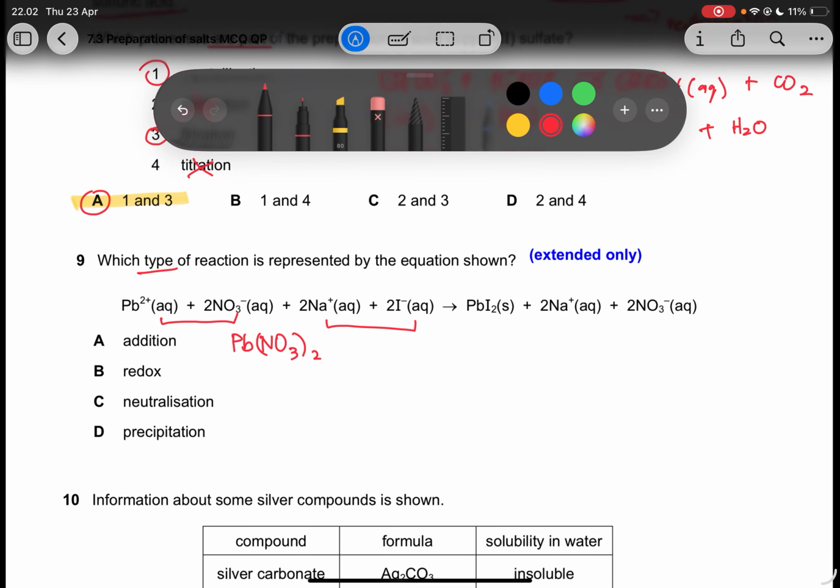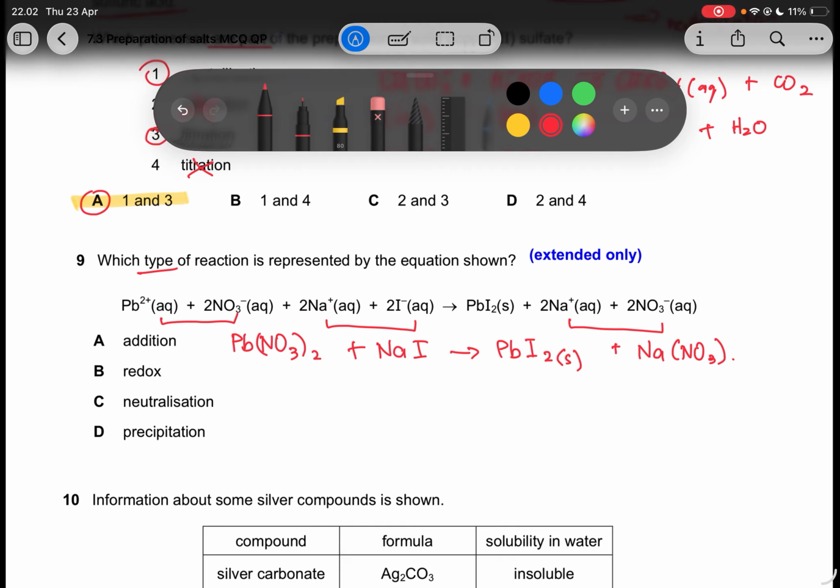Then this is another aqueous solution, which is sodium iodide. Then it reacted and formed a solid, which is lead iodide. Then another aqueous solution of sodium nitrate.